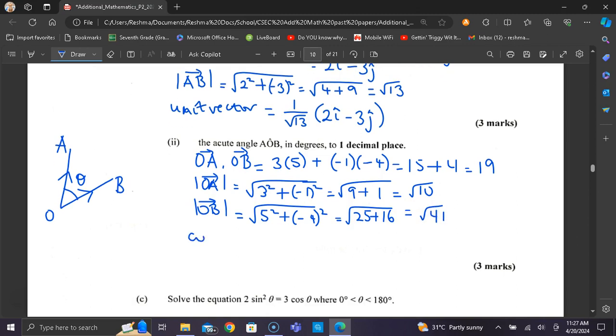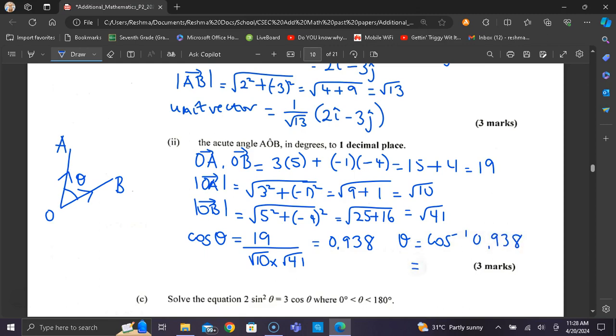So therefore, cosine of our angle theta will be the dot product, which is 19, divided by the product of the magnitudes of the two vectors. So you divide by root 10 by root 41. So on your calculator, that will give you 0.938. So therefore, theta will be cosine inverse of 0.938. And using your calculator to one decimal place, it will work out to be 20.3 degrees.